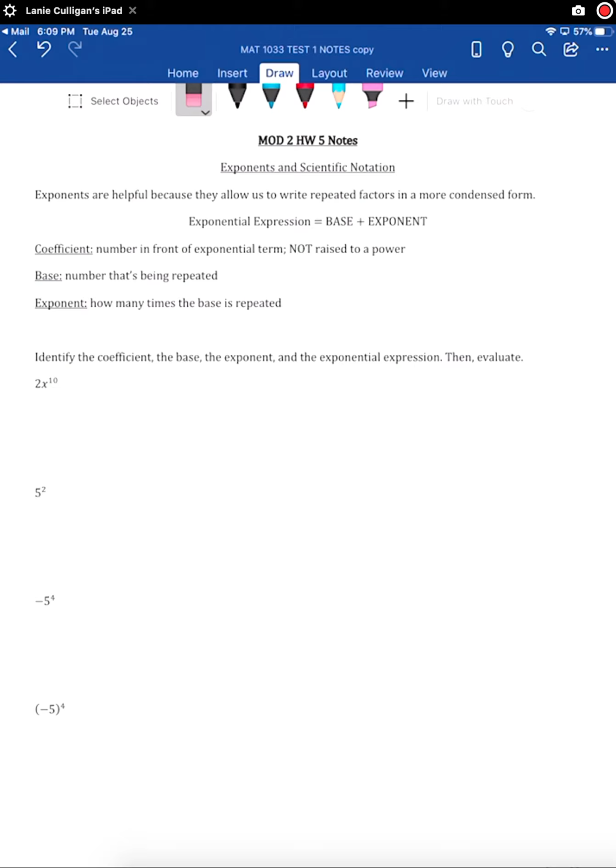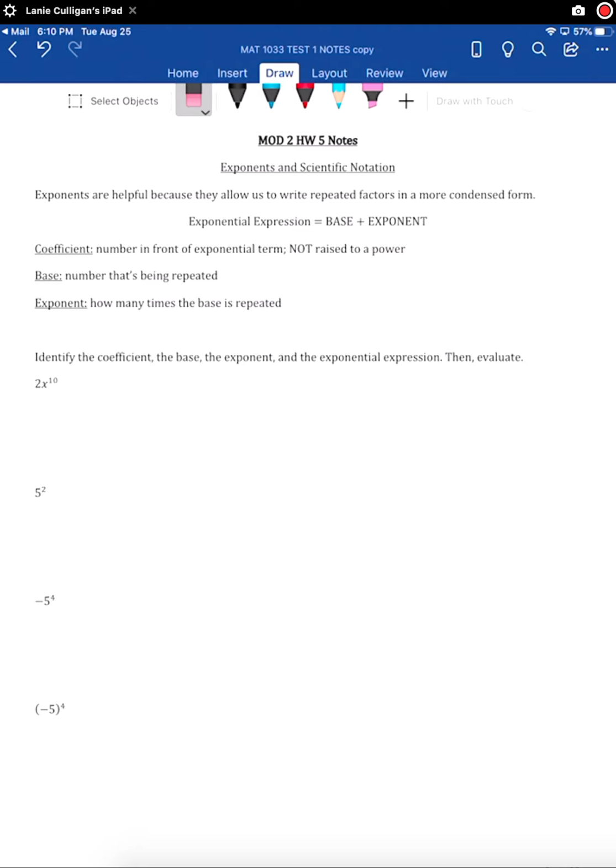All right, this video is going to go over Module 2 Homework 5 notes, talking about exponents and scientific notation. Exponents are helpful because they allow us to write repeated factors in a more condensed form. So instead of doing x times x times x, we could just write it as x cubed. So an exponential expression is the base plus the exponent. So we'll come back to that in a second.